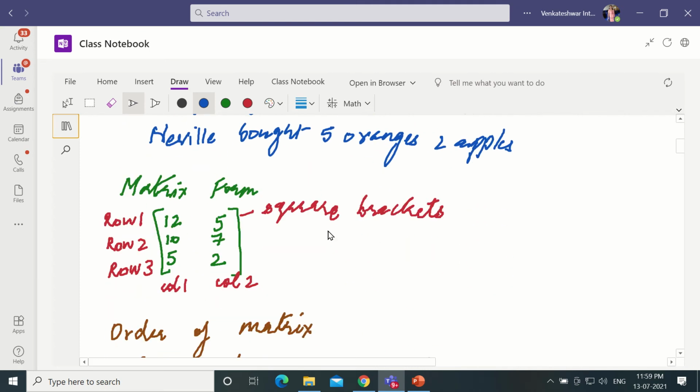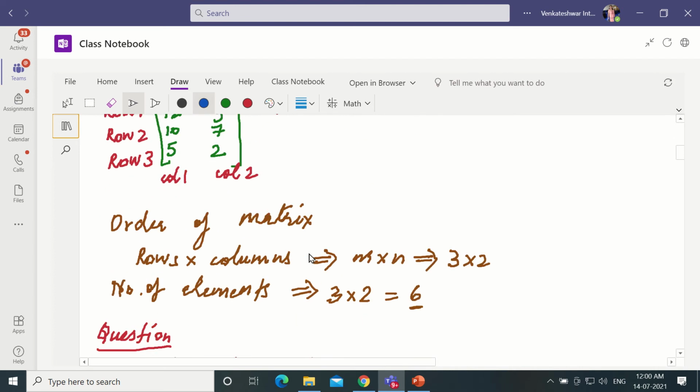So if you see, row 1 denotes the number of apples and oranges which Ron bought, that is 12 and 5 respectively. Row 2 denotes the number of oranges and apples that Harry bought, and row 3 denotes the number of oranges and apples that Neville bought. And the numbers are enclosed within square brackets, which is mandatory because these square brackets tell that it is a matrix. Now, let us understand what is the order of the matrix.